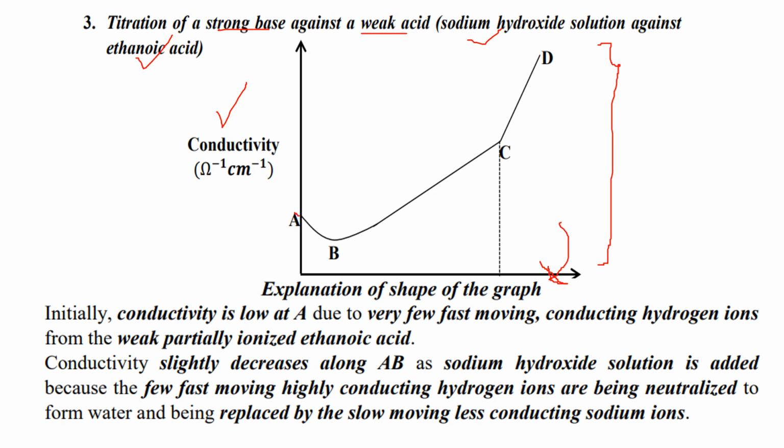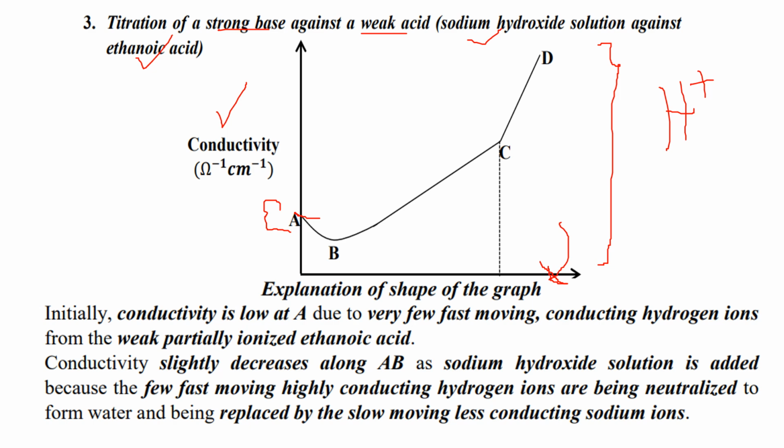So point A is initially lower because initially we're having excess of the weak acid, and you also know weak acids partially ionize in solution, so they give us less hydrogen ions in solution, and that's why conductivity is generally lower or initially lower at point A.